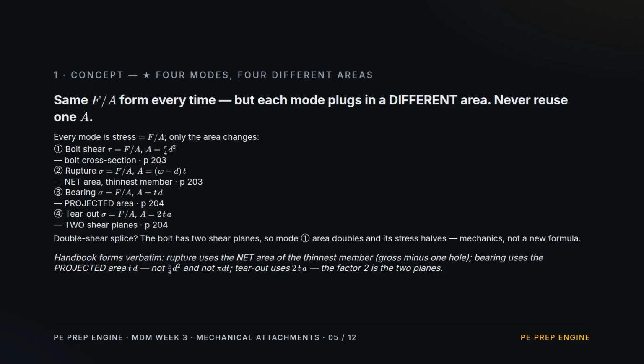One more piece of mechanics. A double shear splice gives the bolt 2 shear planes, so mode 1's area doubles and its stress halves. Same formula, twice the area.